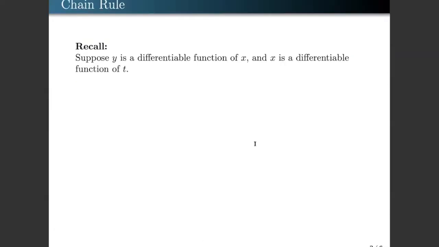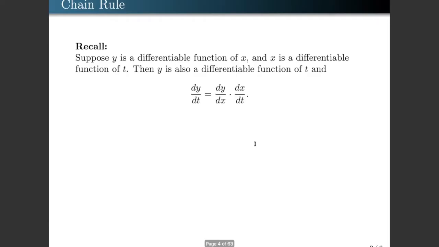This concept is not new to us. We've already encountered this in Math 21. Let's recall how it works, shall we? We have y that is a function of x, but x is dependent on another variable t. Note that the functions we're dealing with are all differentiable for this concept to work. Then, y is also dependent on t, and we can get the derivative of y with respect to t using this formula. First, we get the derivative of y with respect to x, and then we multiply that with the derivative of x with respect to t.